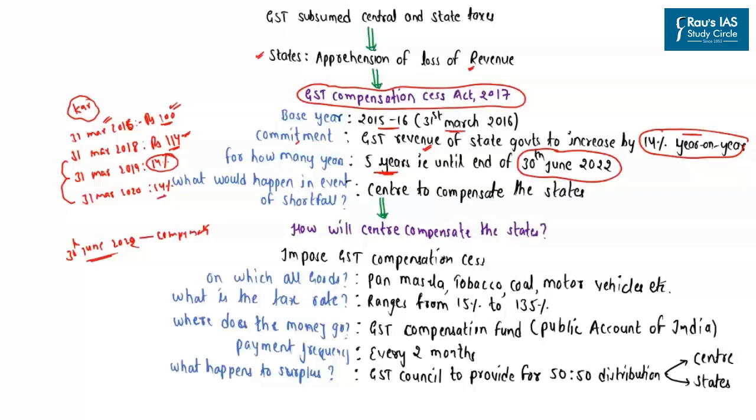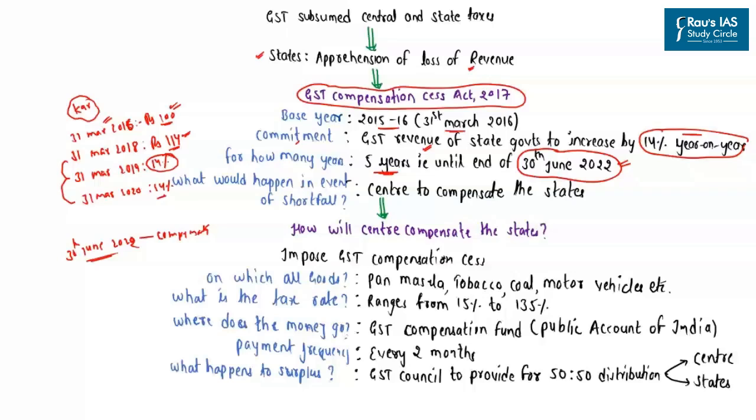So the central government has said that only for a period of 5 years, the revenue of the state government will increase by 14% year on year. And after 5 years, if their revenues do not increase, then the central government will not be under any kind of obligation to pay compensation to the state government. Please remember that this is the most important aspect.